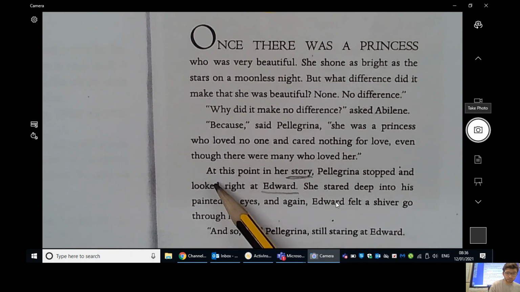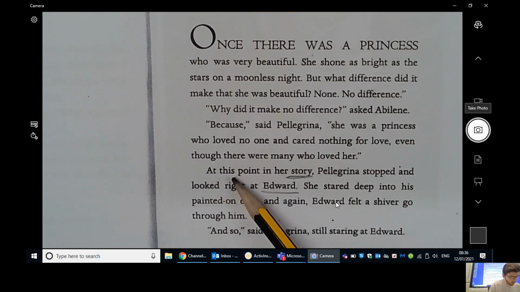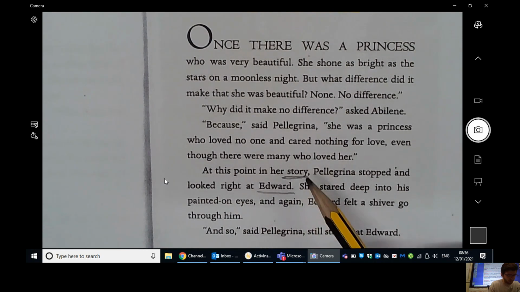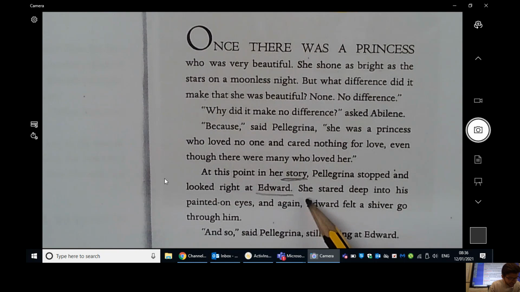So let's start at the top of the sentence here. At this point in her story, Pellegrina stopped and looked right at Edward. So that's really helpful. It's telling us that it's aimed at Edward. How do we know? Well, it says that she looked right at Edward, so that's going to give us some more information. But let's finish off the paragraph as well, just to see if there's any more information. She stared deep into his painted-on eyes, and again, Edward felt a shiver go through him.